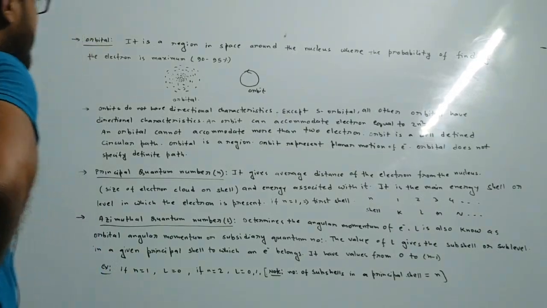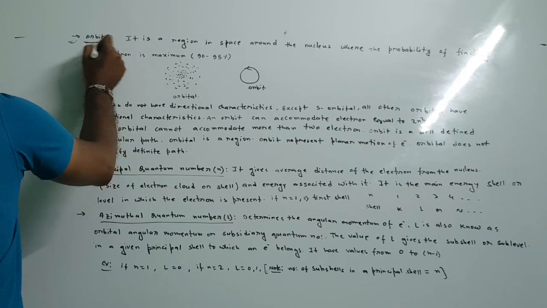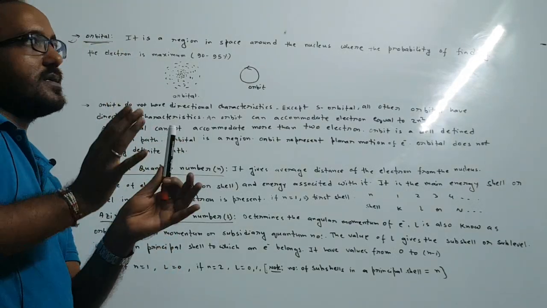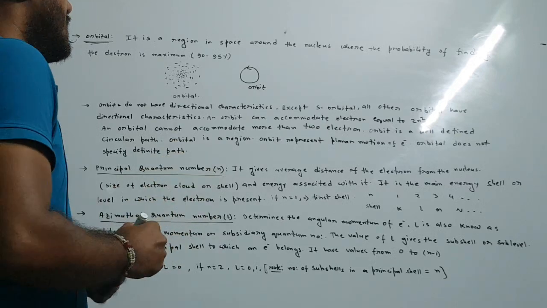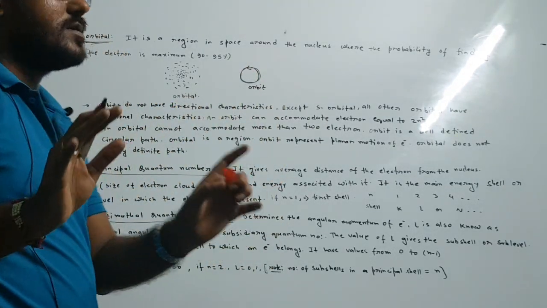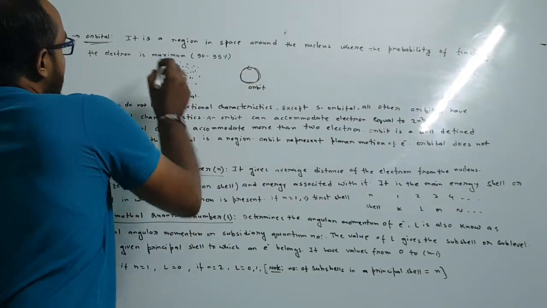Let us continue our lecture. Now come forward to orbital. What is orbital? We already know about orbit. Orbit is a particular path in which electron revolves, right? We already know from Bohr's atomic model.